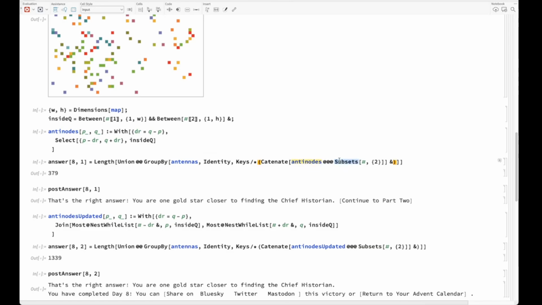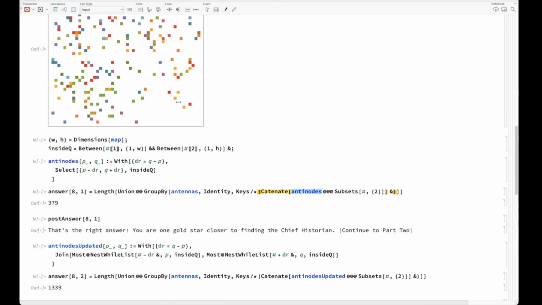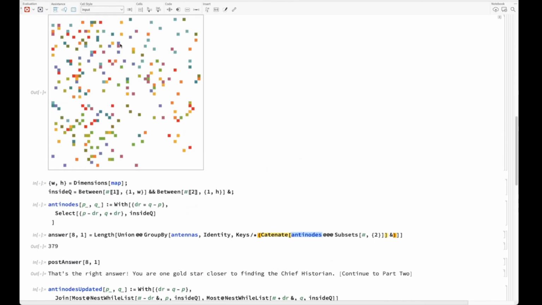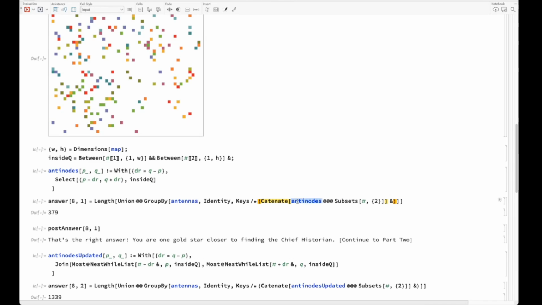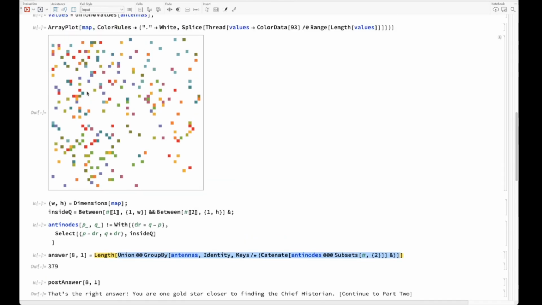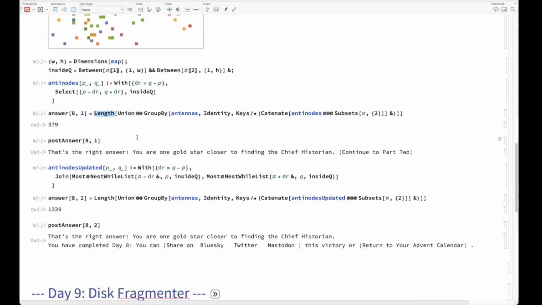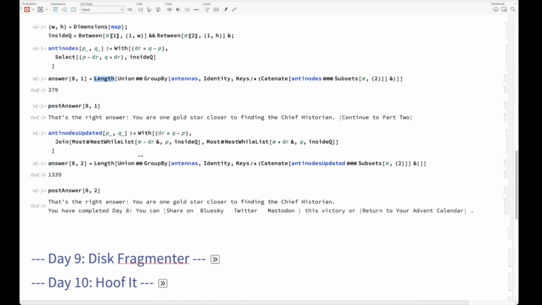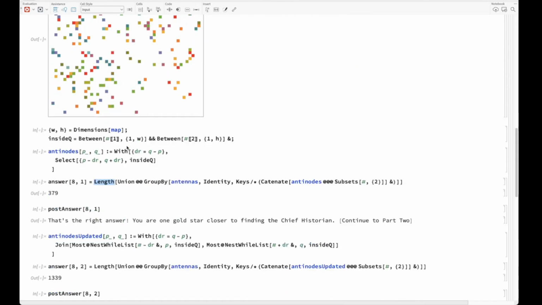Oh yeah, because antennas are not just pairwise the same. There can be 3 antennas of the same type, so you have to compute all the subsets of size 2, which is basically all the pairs of the same type. Compute the antinodes, concatenate them together, group them, and so on. Compute the unique antinodes because some of the antennas have antinodes in the same place, and just count the number of those.